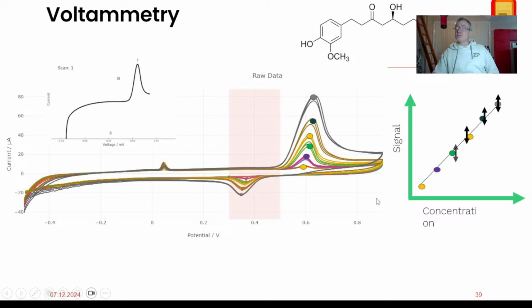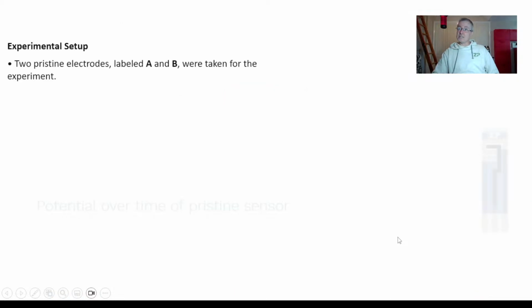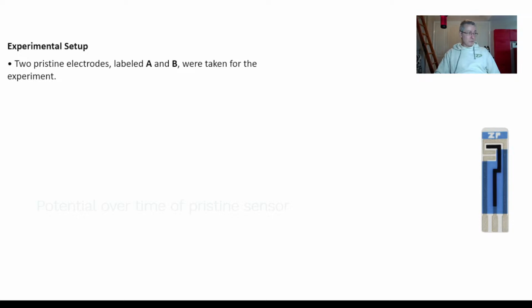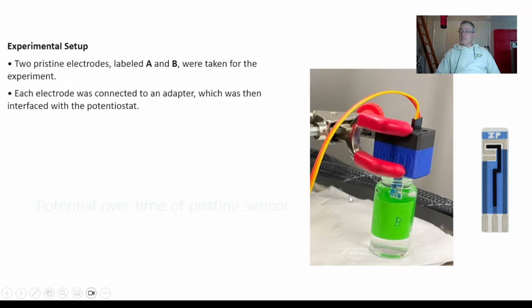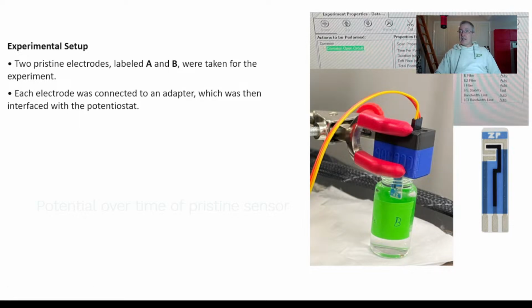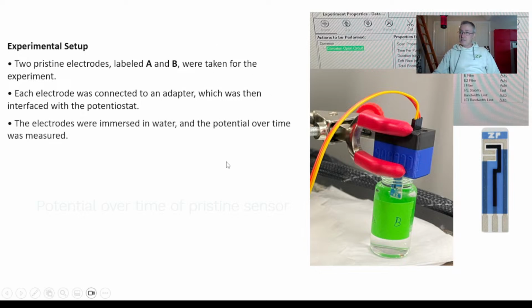Now I'm going to dive into the actual question itself. So somebody's taken some pristine ZP screen printed electrodes. We do appreciate them using our electrodes. They're connecting them to an adapter, and they're using a third-party potentiostat. As I say, at ZP, we will support, for the time being, other potentiostats, but as we increase our range of potentiostats, we'll get more and more keen on supporting our own potentiostats. But you can see I'm supporting somebody else's potentiostat here.